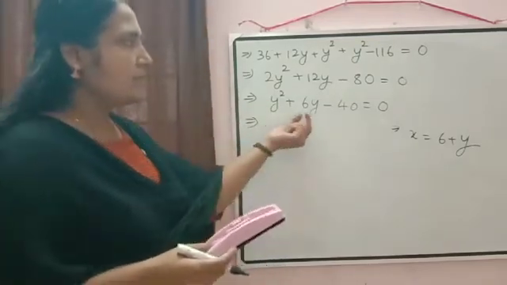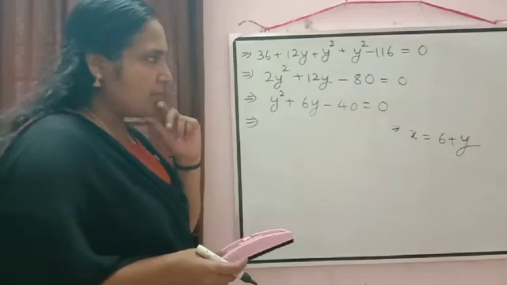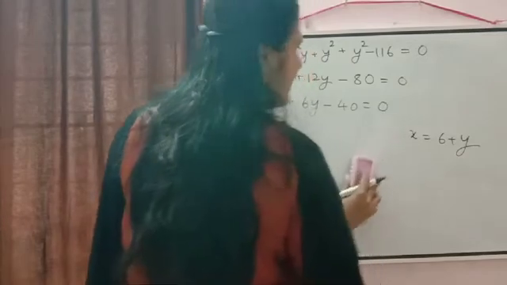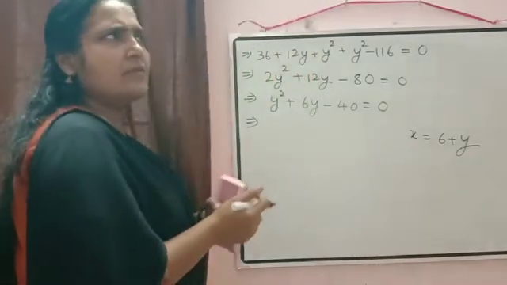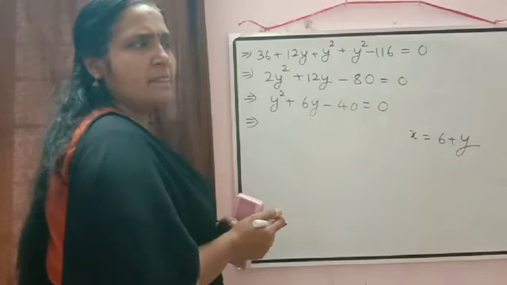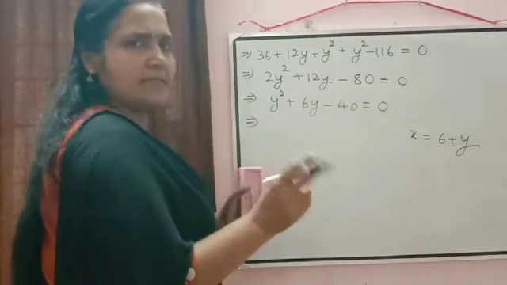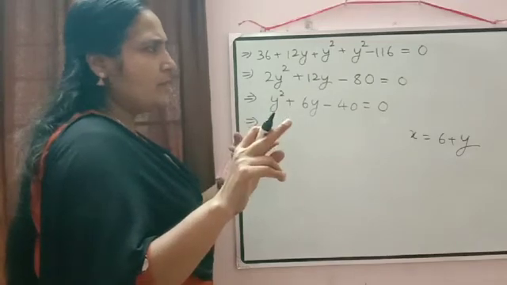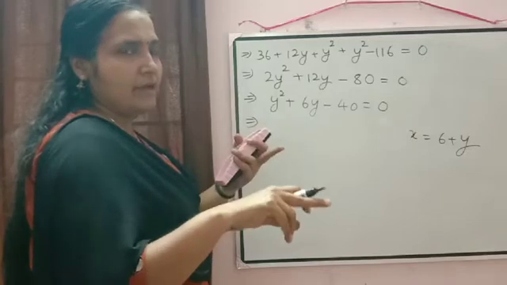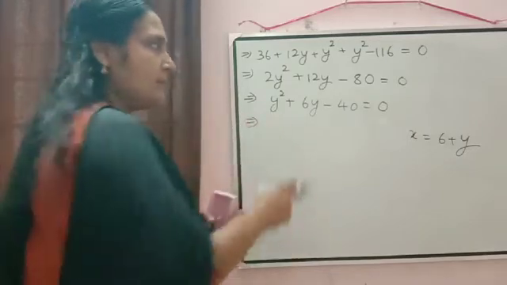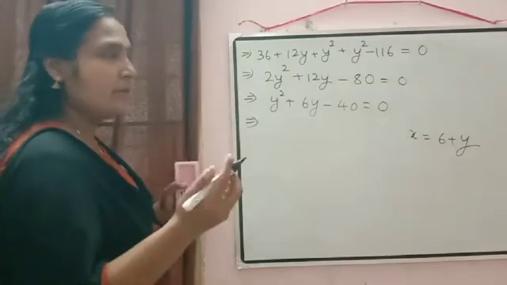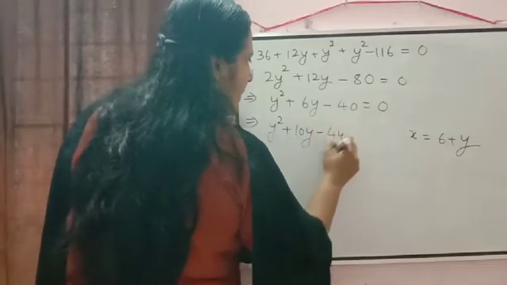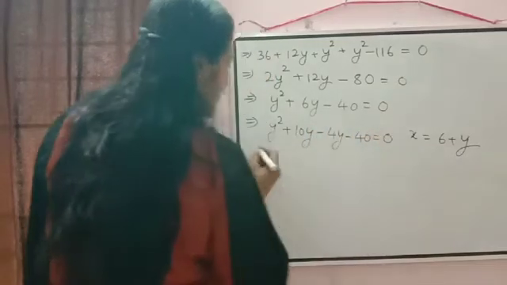So we want two numbers whose sum should be equal to 6 and product should be equal to minus 40. So product is negative, so obviously one number should be negative. Let's find numbers whose product is 40. Yes, 2 into 20, but the subtraction will not give you 6. Then 4 into 10. Yes, 4 into 10 is 40 and 10 minus 4 is 6. Sum is positive, that's why the greater number should be positive. So it can be written as y square plus 10y minus 4y minus 40 is equal to 0.